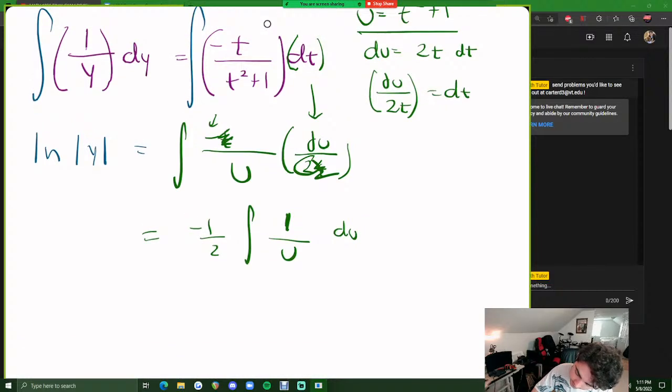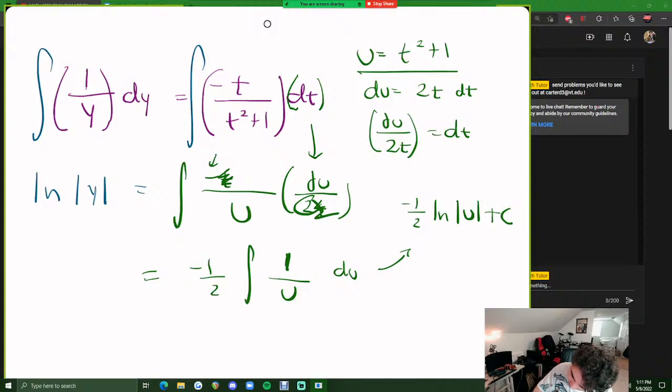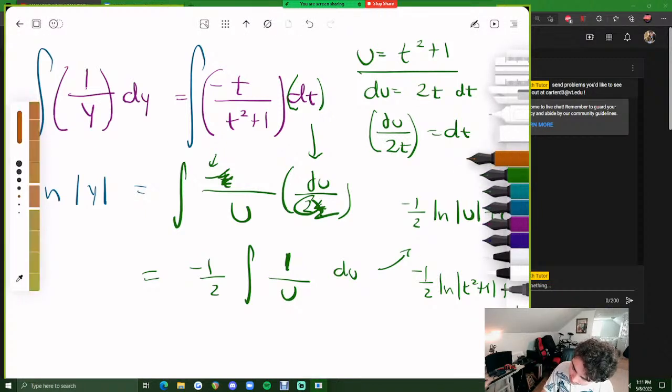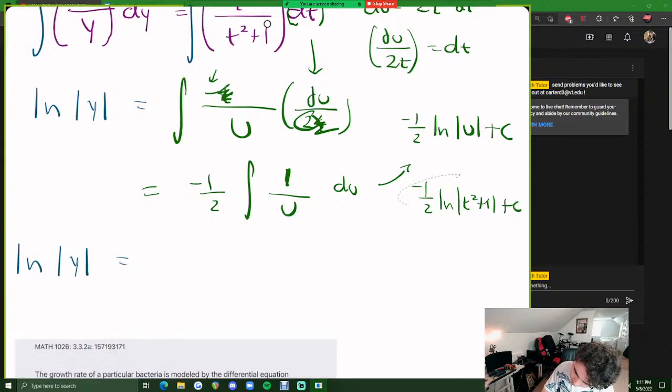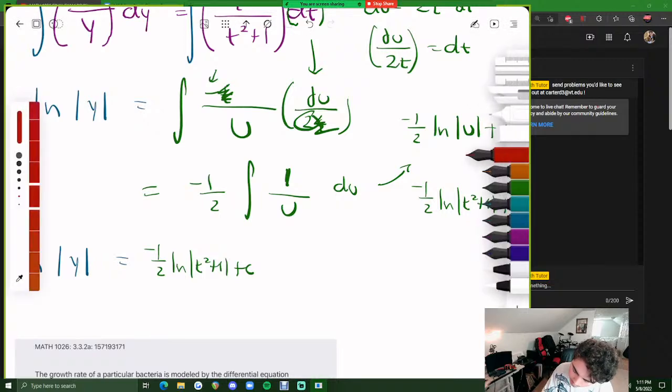So take the antiderivative of this, and we get negative 1/2 natural log of absolute value of u plus c. And now getting everything back in terms of t, we cannot forget to plug the u back in. That is t squared plus 1 plus c. So getting back to the main part of the problem here, we're going to bring this result from the right side over here. We're going to look at what we have.